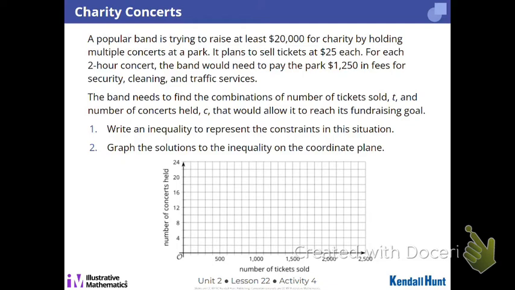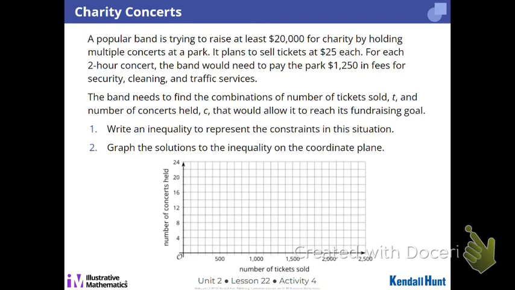So I want you to write an inequality to represent the situation. I want you to graph it, and I want you to shade ordered pairs that would work to reach this fundraising goal of $20,000. Let's go. You do a system of inequalities. Okay, we will be doing that. So let's get our inequality down.